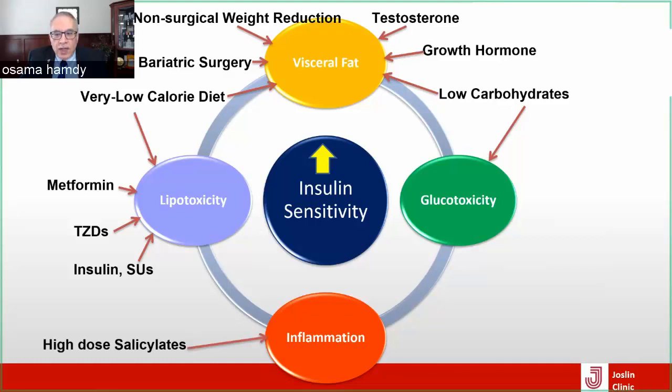And then we have a trial with high dose salicylates to overcome inflammation. It improved insulin sensitivity in clinical research, but it is not in clinical practice yet. Exercise reduces inflammation nicely, and also reduces glucose toxicity, because active muscle takes up glucose independent of insulin. And then, as I mentioned, SGLT2 inhibitors improve glucose toxicity. So you can see that you can attack insulin resistance in many ways to improve insulin sensitivity.